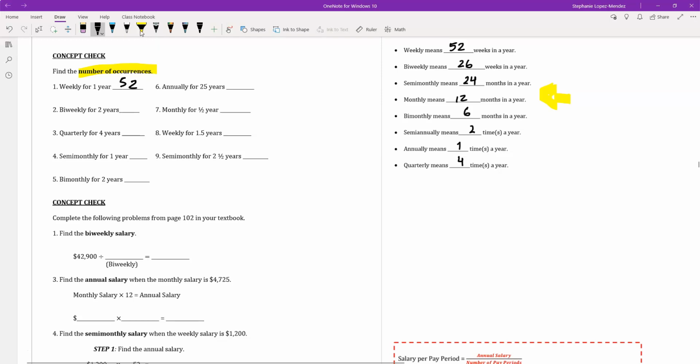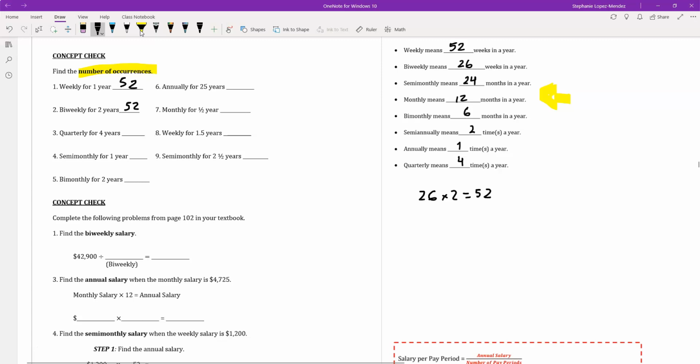Now, number 2 is asking me bi-weekly for 2 years. I know that if you get paid bi-weekly, you get paid 26 times a year. So I come here and I just multiply 26 times 2, which is 52. So again, if I get paid bi-weekly for 2 years, I'll get paid 52 times.